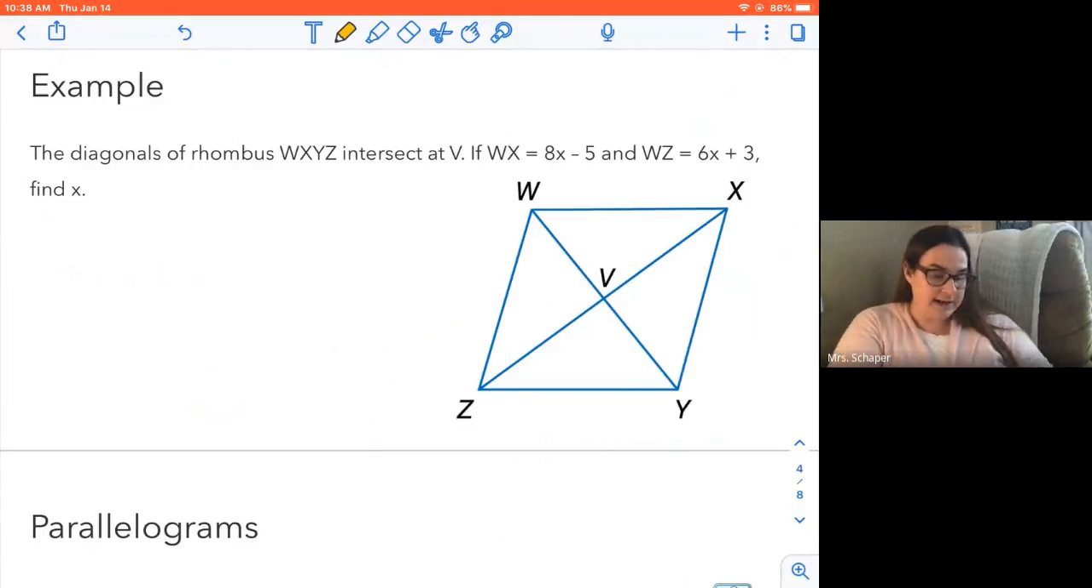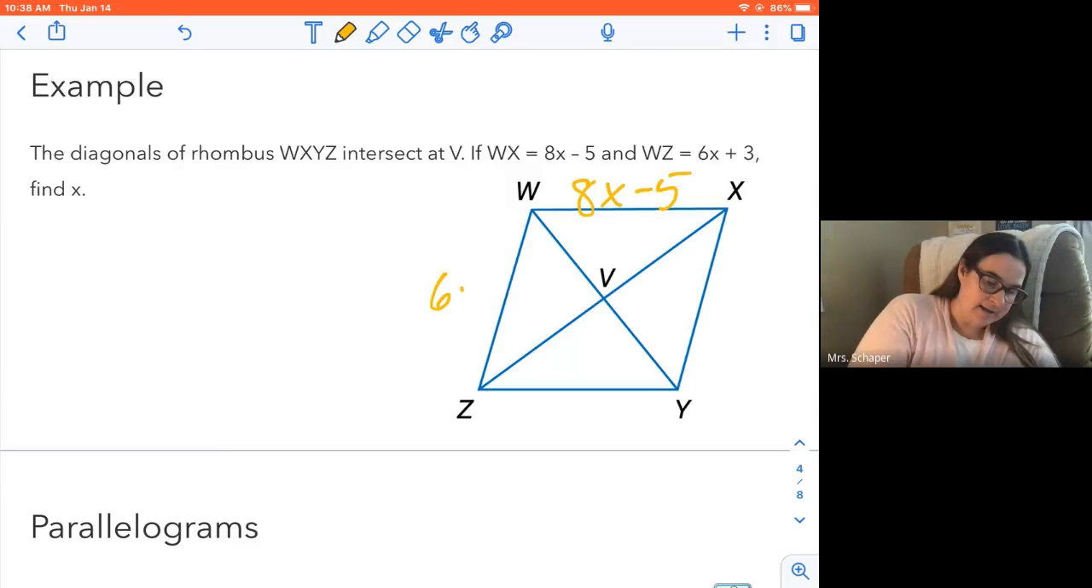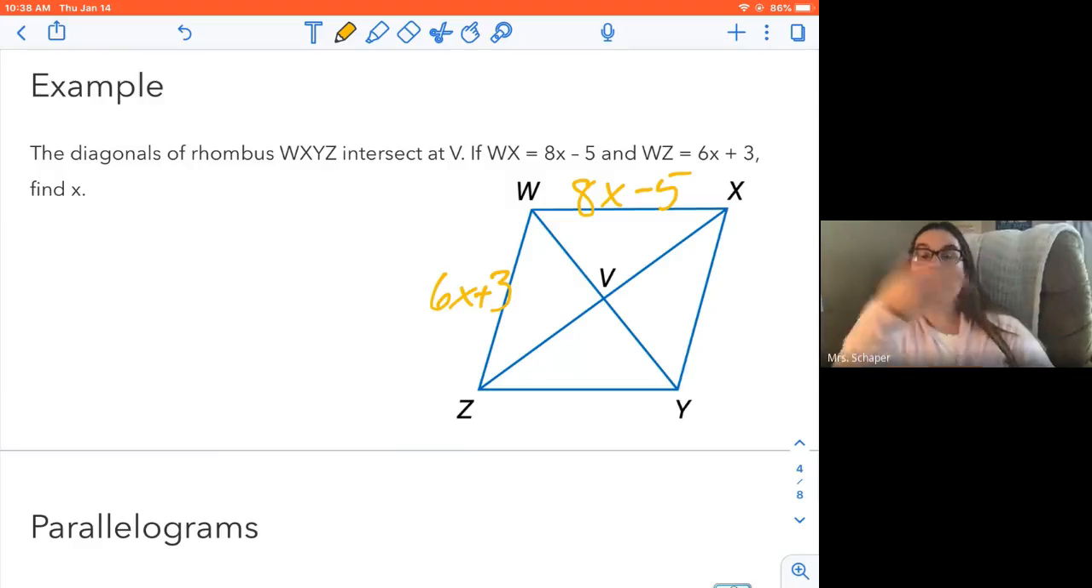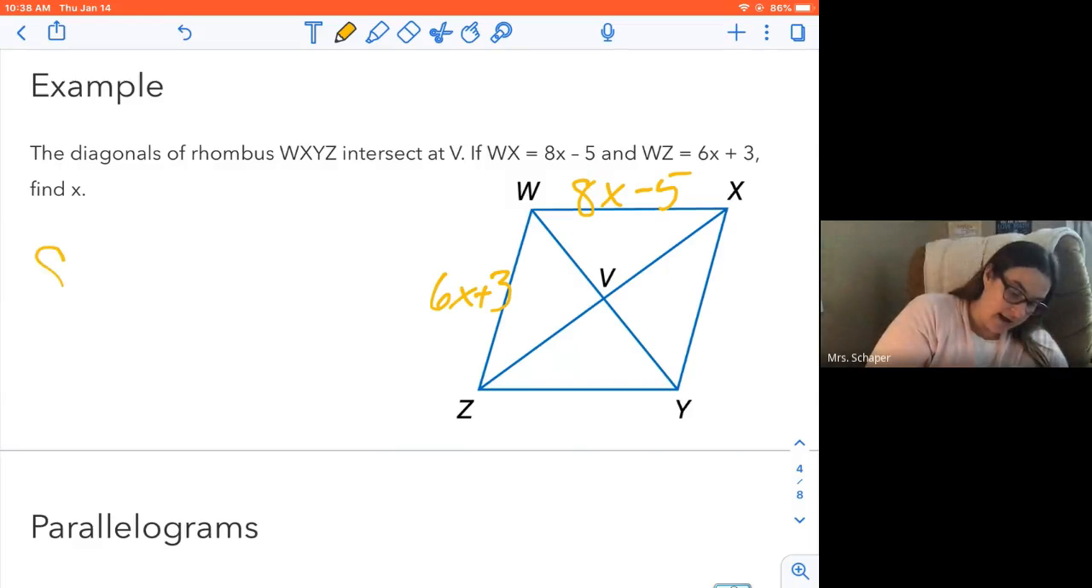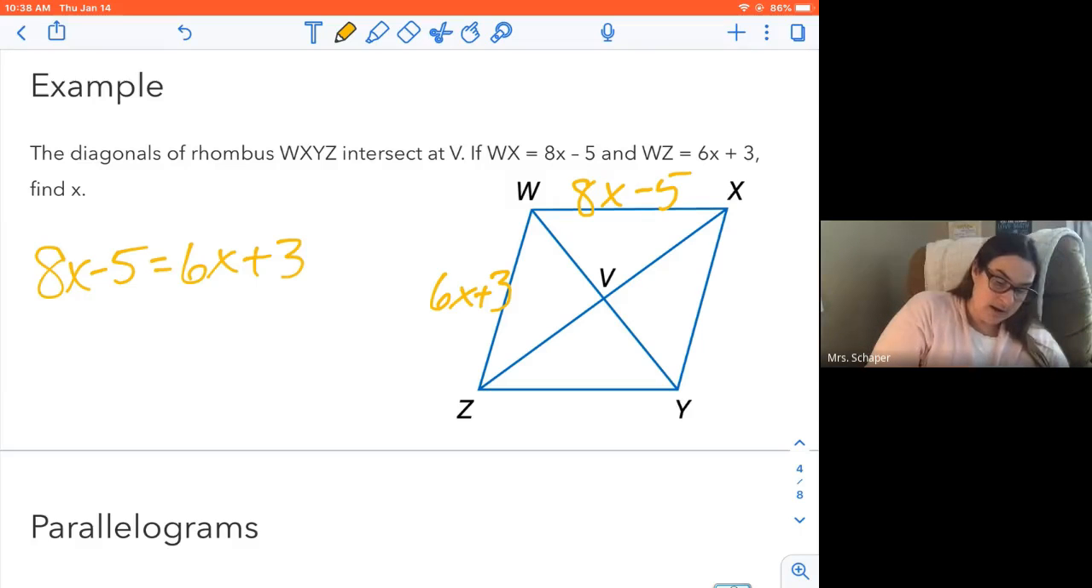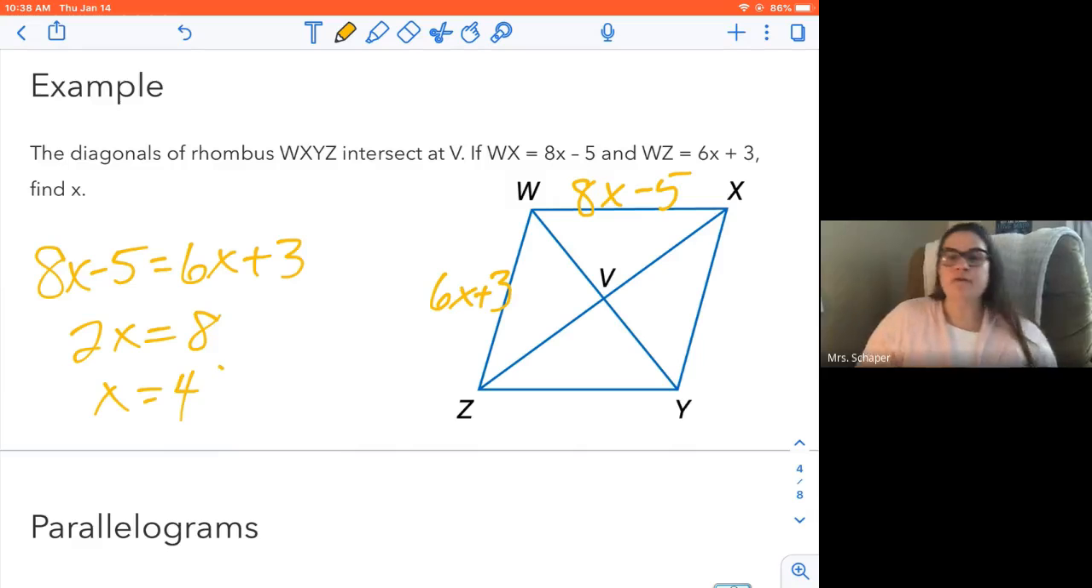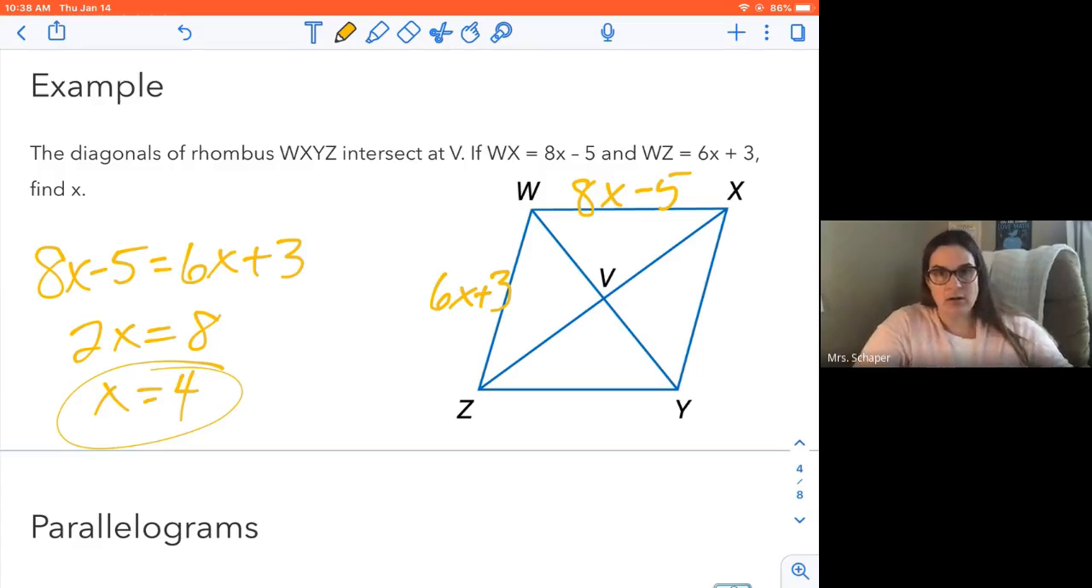Let's take a look at this one. The diagonals of a rhombus intersect at V. And we know that WX is 8x minus 5, and WZ is 6x plus 3, okay? Well, in a rhombus, all of the sides are congruent. And so what we can do is set this up as an equation that 8x minus 5 is equal to 6x plus 3. So 2x equals 8, so x equals 4. In a rhombus, the sides are all the same.